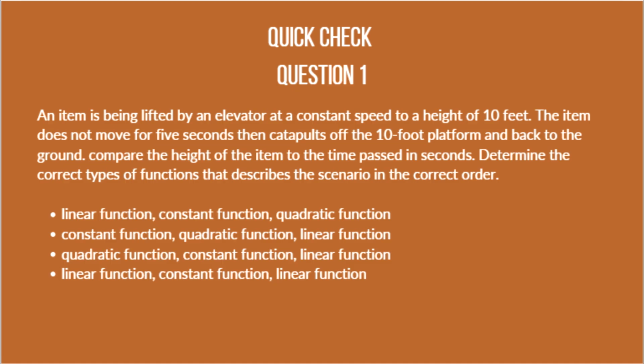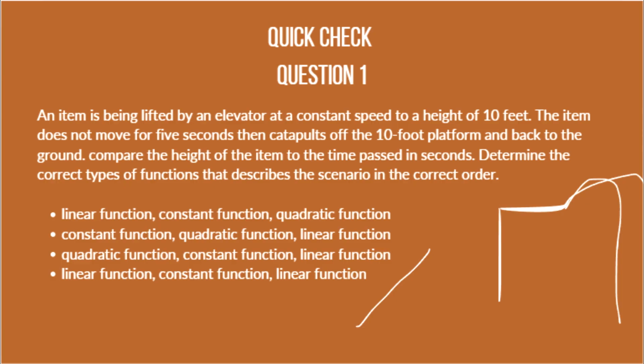Okay. Quick check question number 1. I will not give you the answers because you get graded on the quick check, but I will tell you how to find the answer. An item is being lifted by an elevator at a constant speed to a height of 10 feet. It goes up. The item does not move for 5 seconds and then catapults off the 10-foot platform and back to the ground. You're fired. Whatever you did to this thing, you're fired, okay? It actually would have a slope at the beginning like that, just so you know.